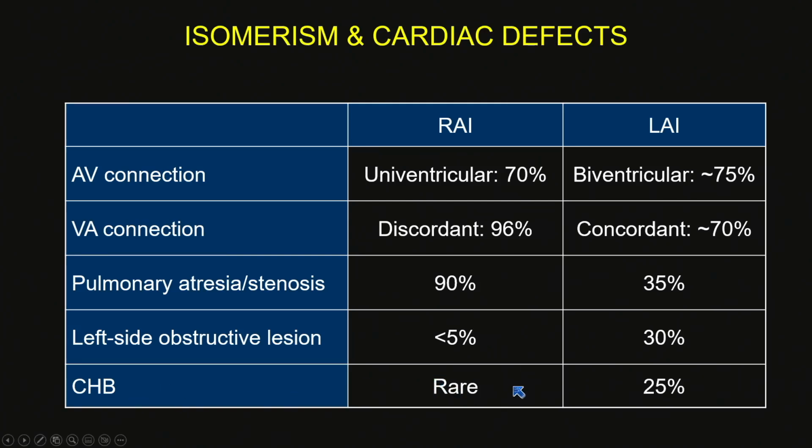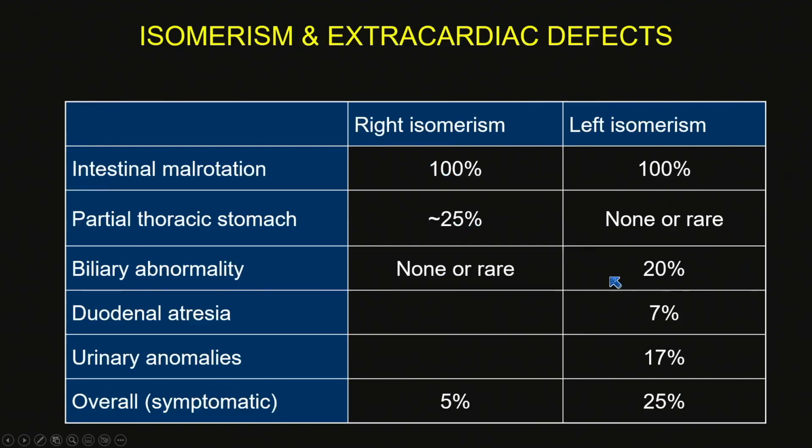Complete heart block is not a feature of right isomerism, but of left isomerism. I think the 25% is probably overestimated, but it's also not true that patients with left isomerism are necessarily at risk. It's only the patients that have AVSDs. So you don't need to be afraid, if you don't have an AVSD, that the patient will suddenly come back with complete heart block. It's not happening.